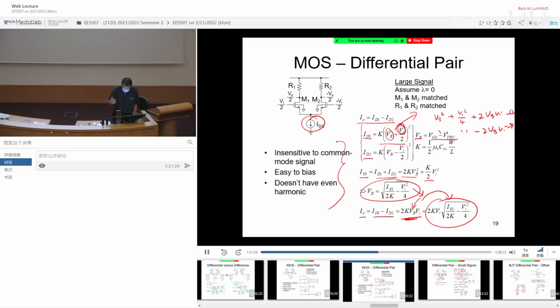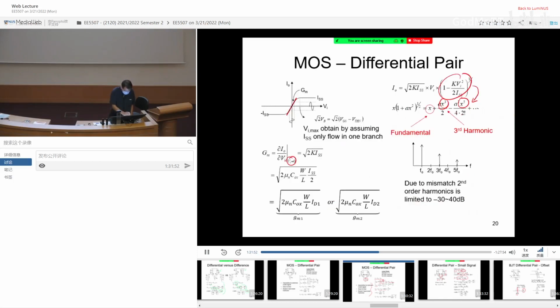Now, if you're only interested in the linear term, the only constant is the gradient. Of course, the other term will give rise to harmonic terms, like VI squared. If you differentiate, it becomes 2VI, and if you substitute VI equals 0, that term will go away. So all the higher order terms involving VI go away. The only thing left is the constant term, which is the gradient, and that turns out to be GM1 or GM2.